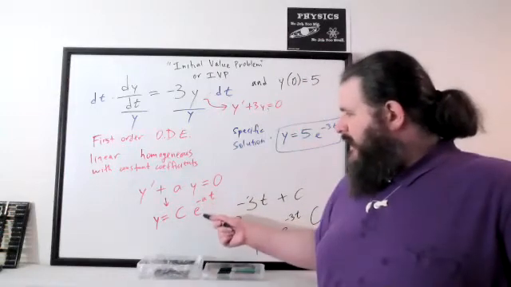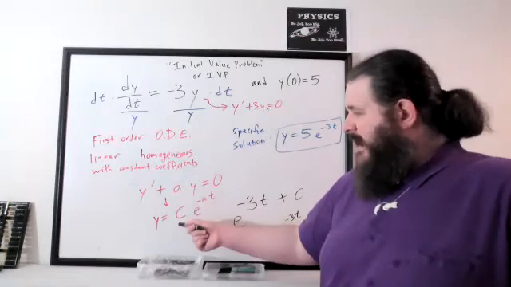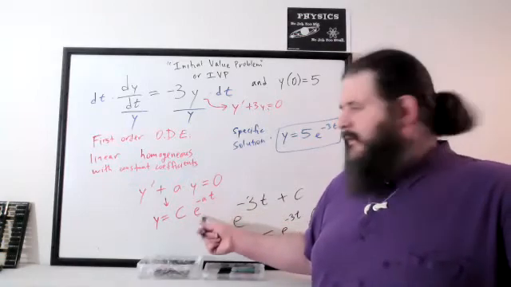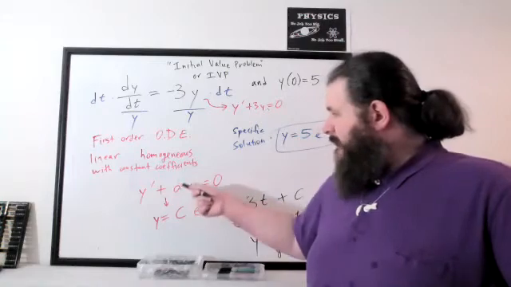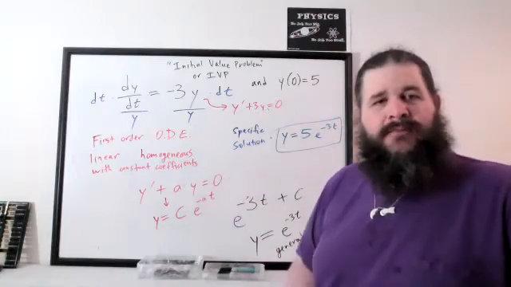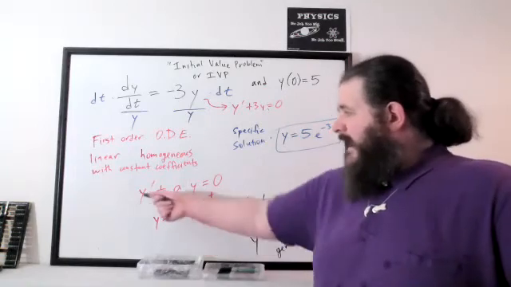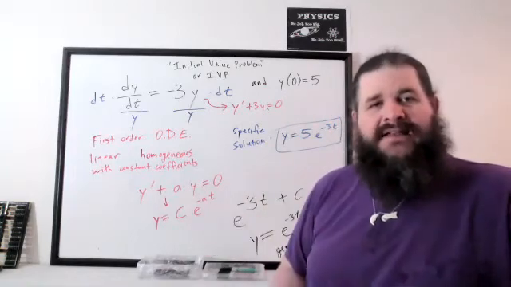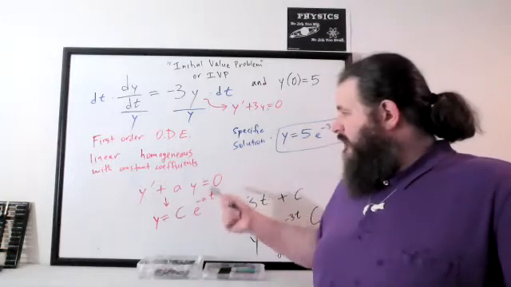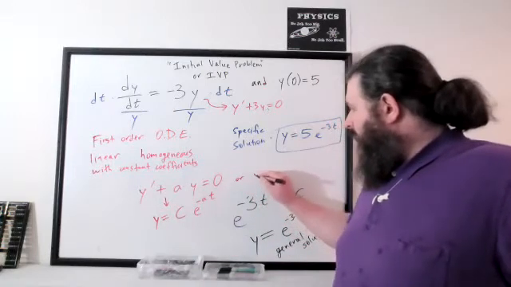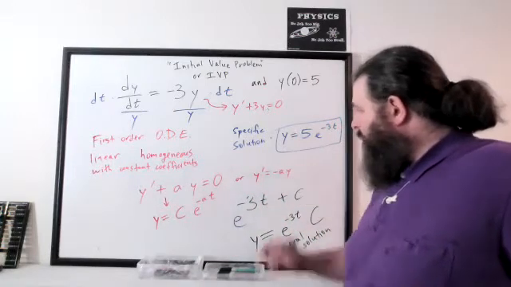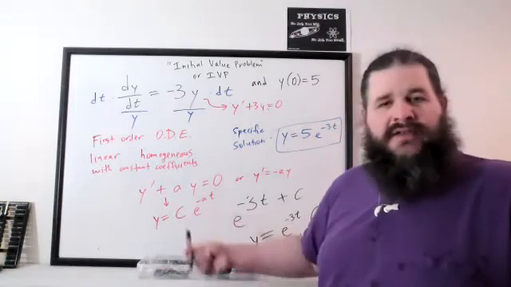Because when you plug that in, the derivative becomes -a times ce to the -at. The -a times y and the +a times y cancel out, you get 0. So this general solution works for any differential equation of this format. Anytime you got y prime plus ay equals 0, or to put it another way, y prime equals -ay, the solution is always going to look like this.